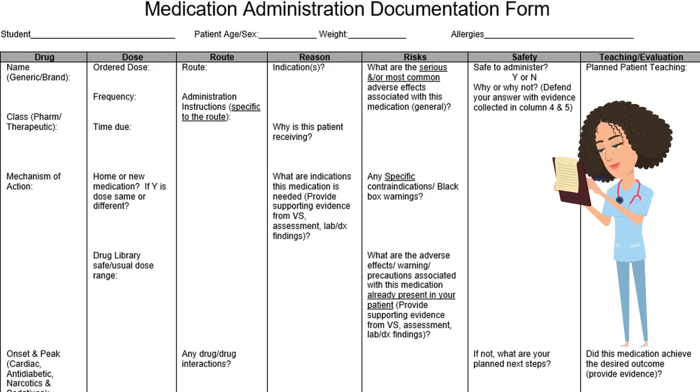Hi, I am Professor Witt and we are going to review the medication administration documentation form. Before administering any form of medication, it is the student's responsibility to look up the medication and complete the required medication form. Ensure to include patient information that is at the top, such as the age, sex, weight, and any allergies. Next, it is important to provide relevant information as it pertains to your patient. For example, the ordered dose, frequency, time due, and route that is specific to your patient.